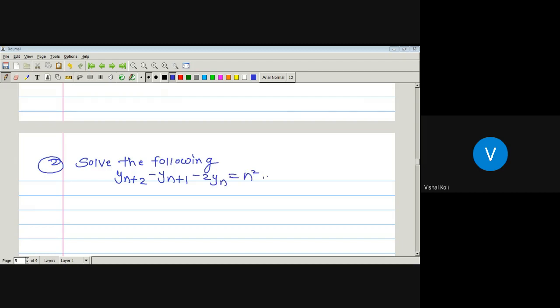Now, what is the nature of f(n) here? n square. It is a polynomial of degree 2. Then what should be its corresponding trial function? A_0 plus A_1 n plus A_2 n square. That is nothing but the trial function.